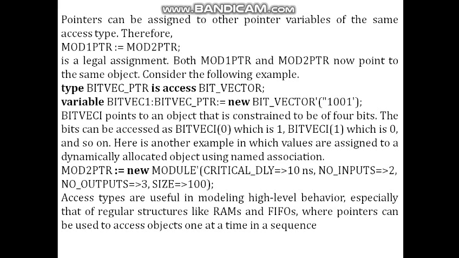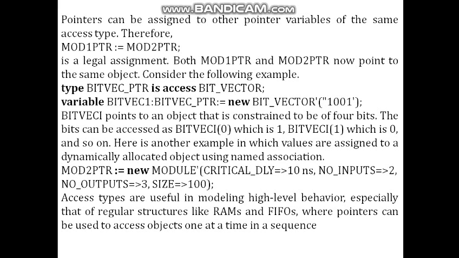Consider the following example: type bitwidth_ptr is access type of bit_vector. The variable bit_vector1: bit_vector_ptr := new bit_vector. Bit_vector1 points to an object that is a constant of 4 bits, and the bits can be accessed bitwise.